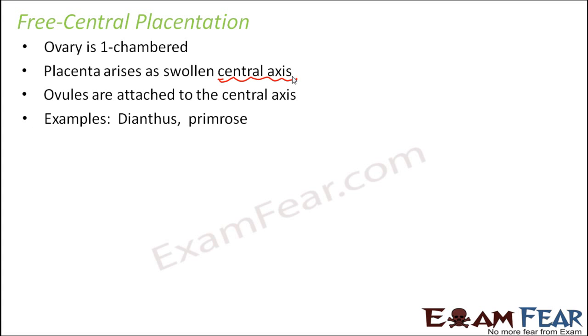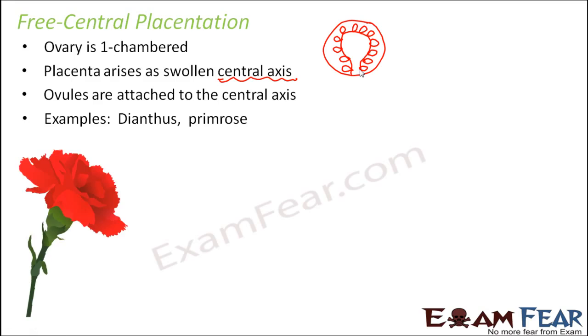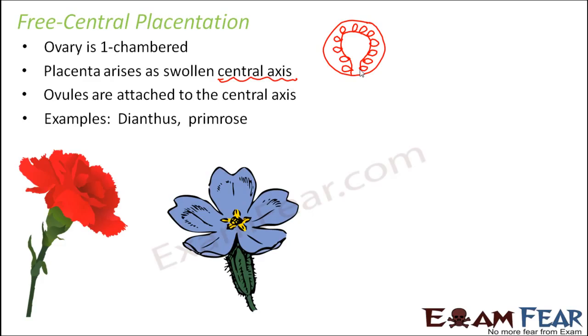So here, let us suppose this is the ovary, the central axis of the ovary will be swollen like this, and on this central axis the ovules will be present somewhat like this. So this is how the arrangement would look like. Dianthus and primrose are some of the examples of free central placentation. In this case, the ovules are formed on the central column, not connected to the walls.